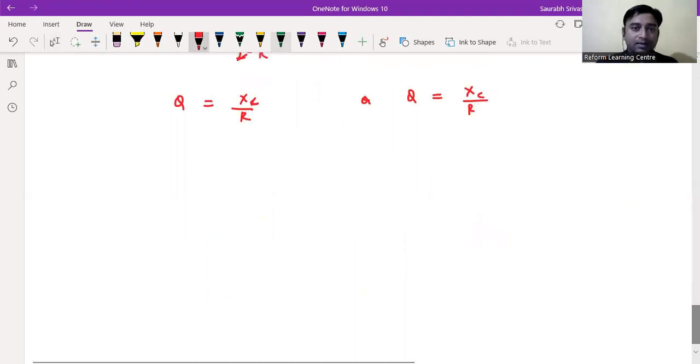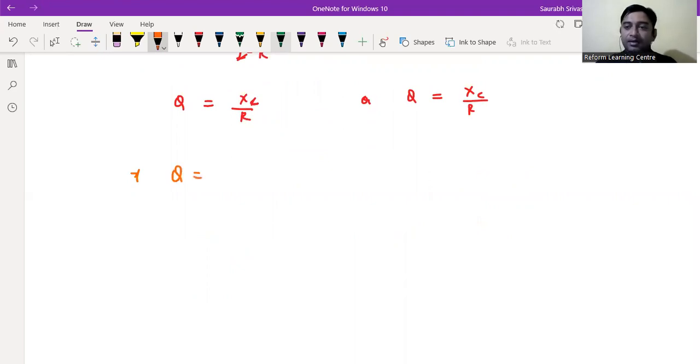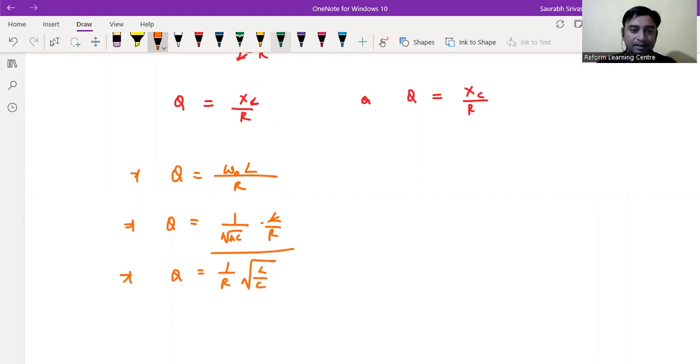This quality factor, what is XL? XL is nothing but omega naught L upon R. And what is omega naught? 1 upon under root LC into L by R. If this is root L, this is L. ये cancel हो जाएगा. This Q will be 1 upon R under root L by C. Very important relation. ये डायरेक्ट ऑब्जेक्टिव क्वेश्चन है आपका. क्वालिटी फैक्टर ऑफ सीरीज आरएलसी सर्किट आप इस फॉर्मूले से भी निकाल सकते हैं.